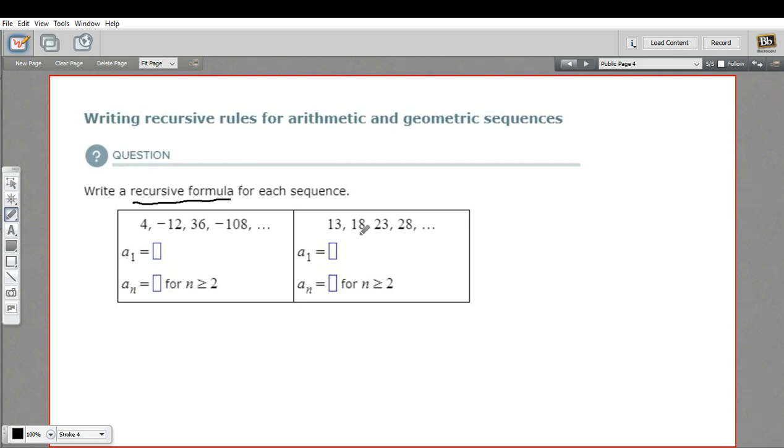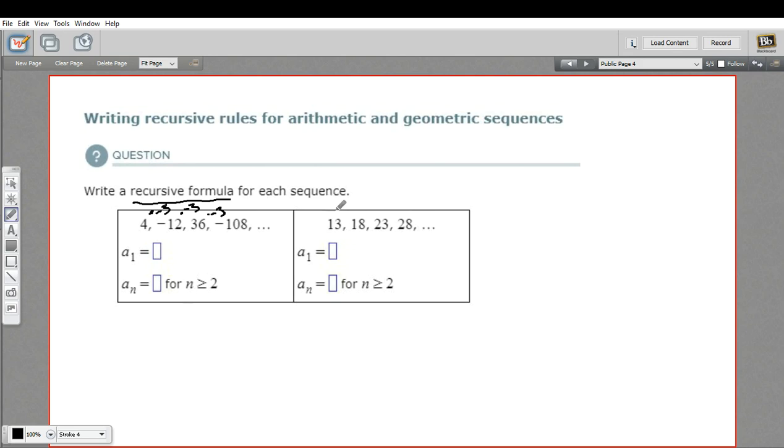Let's just take a look at these two sequences and see if we can figure out what's going on. In this first one, we have 4, and then we go down to negative 12, then up to 36, then back down to negative 108. So I've got alternating positive and negative signs. It looks like I'm probably multiplying by a negative number here, and it looks like multiplying by negative 3 would do it. So multiply 4 by negative 3, we'd get negative 12. Multiply negative 12 by negative 3, we'd get 36, and so on. So multiplying by a negative 3 seems to be what's happening here.